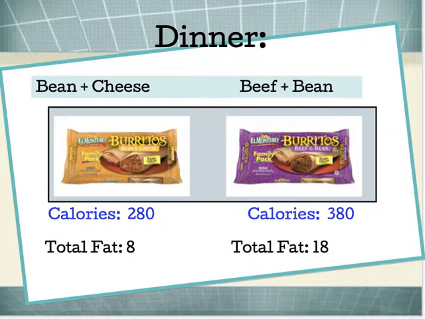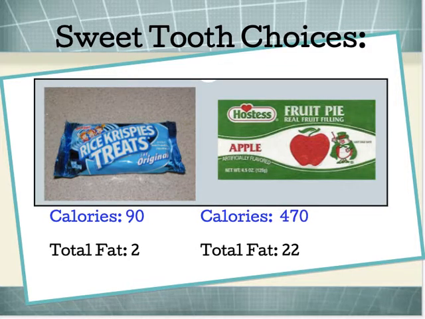So, for example, we have 2 different dinners here. I would choose neither of these. However, if you had to choose one based on total fat or calories, you're going to look at probably the bean and cheese burrito as opposed to the beef and bean burrito. If you don't really care about the fat and you're more worried about the calories, then the beef and bean burrito might not be a bad option because it's only 100 more calories. So it just depends.